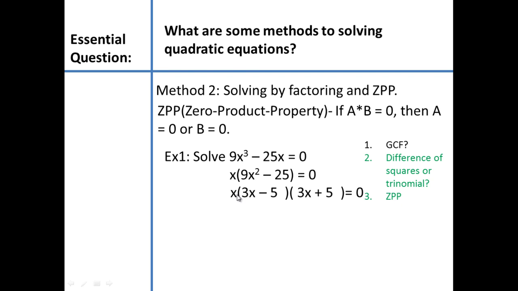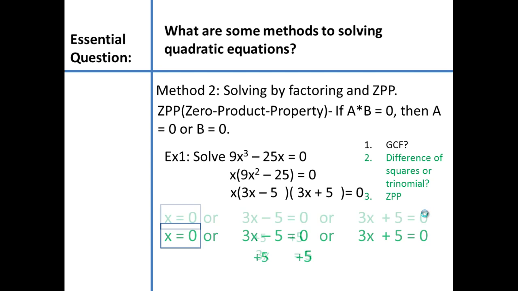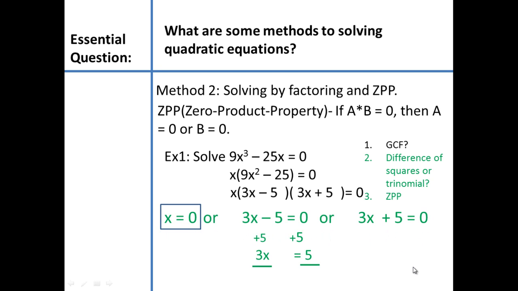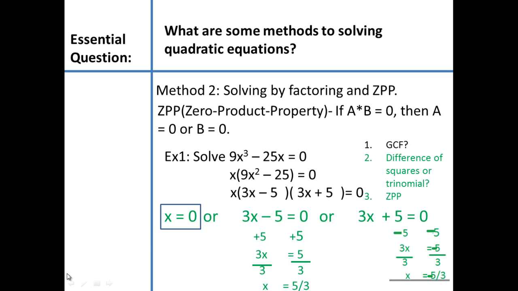So you need to set each part of the equation equal to 0. So you have x is equal to 0, 3x minus 5 equals 0, or 3x plus 5 equals 0. Again, using basic moves of algebra, solve for x so that you will end up with 3 solutions: x equal to 0, x equal to 5/3, or x is equal to negative 5/3.